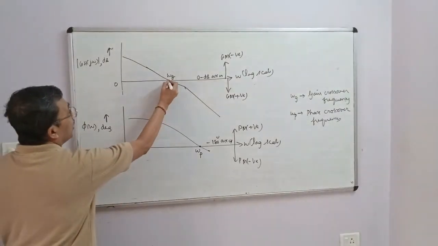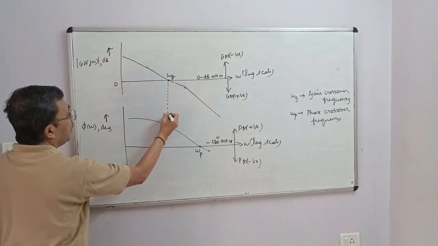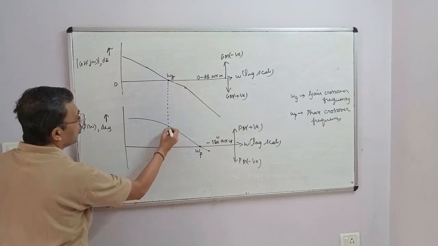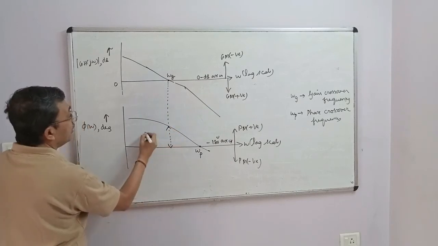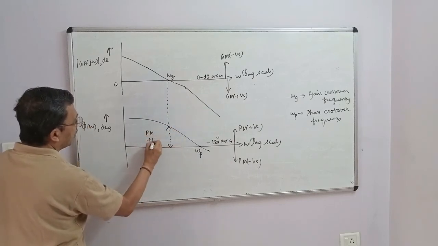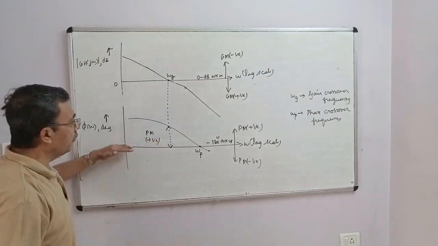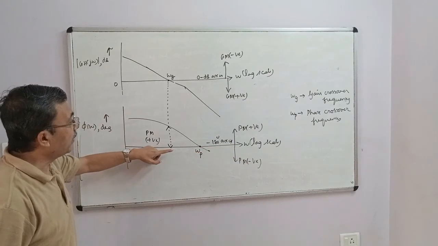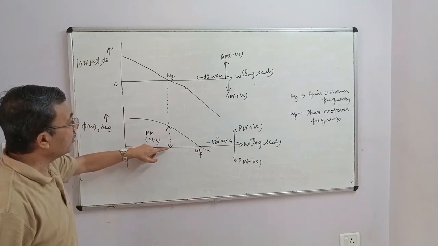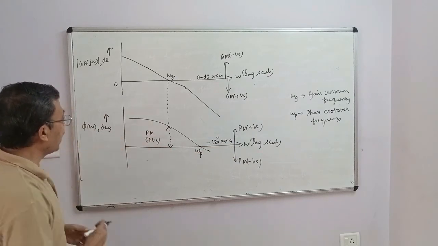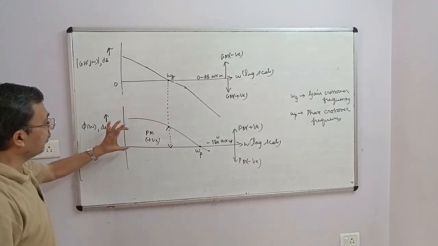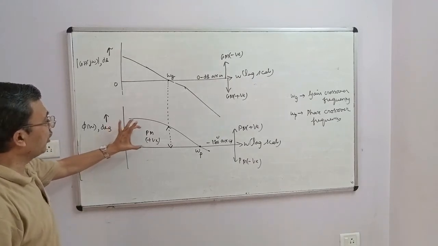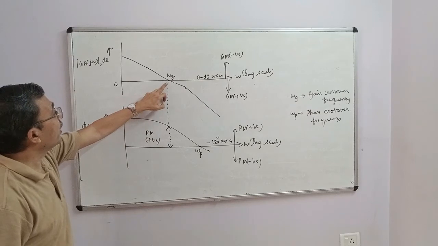At omega g, drop a perpendicular onto the phase diagram. Measure this intercept. This intercept is positive. This intercept is measured from minus 180 degree axis, correct? And it is positive because it is above minus 180 degree axis. So phase margin is defined as the intercept measured from minus 180 degree axis at omega g.